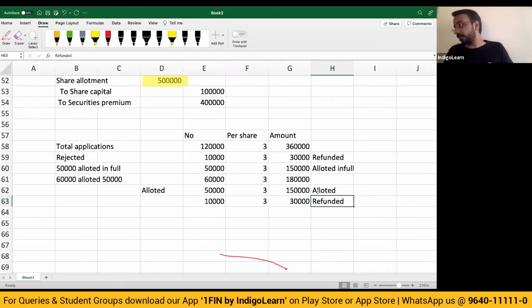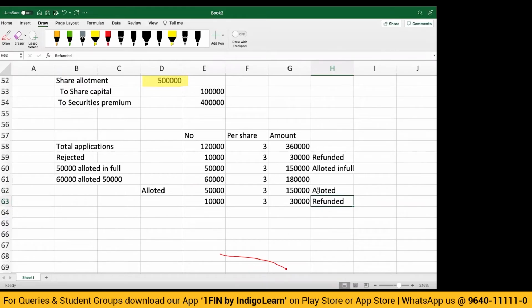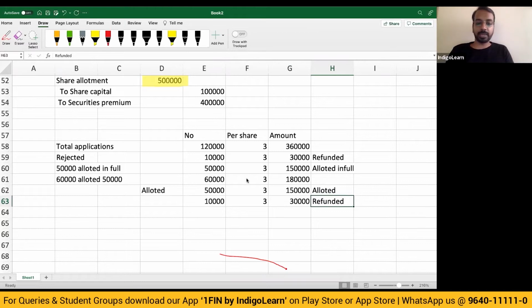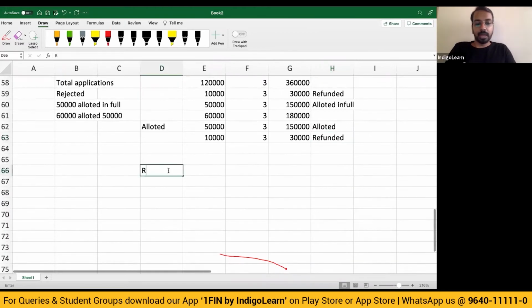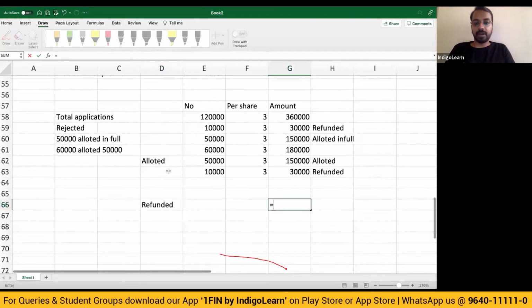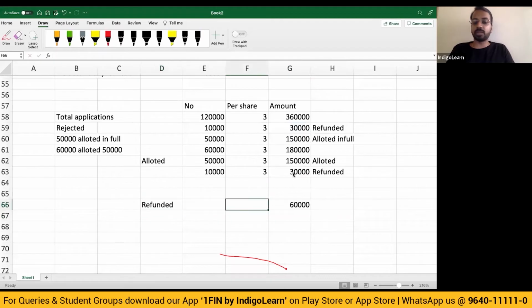Any doubt so far? No, sir. Sugam, any doubt? No, sir. Okay, now please be careful to understand how much is refunded. Refunded is this rejected 30,000 plus this another 30,000, 60,000 is refunded. Okay.